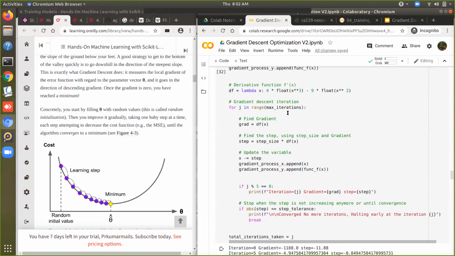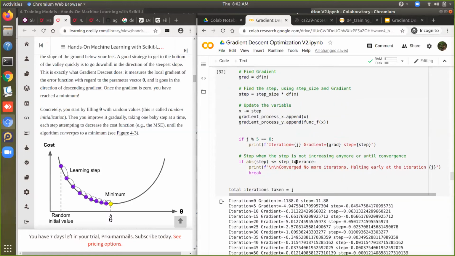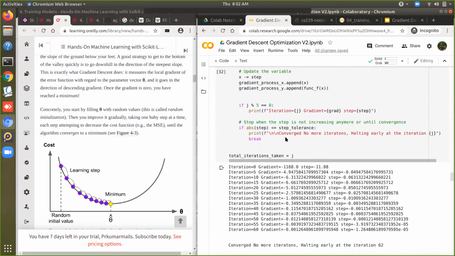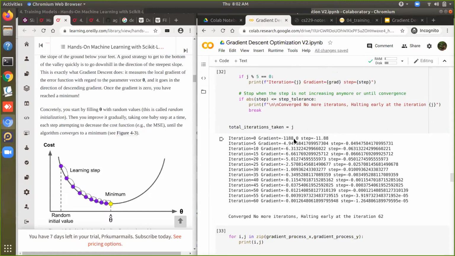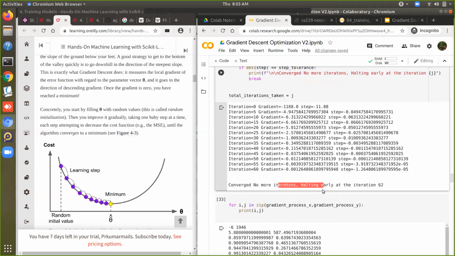So for some n number of iterations, we are finding the gradient, finding the step, updating the parameters. Likewise, if you do, you can see that the gradient has started with 1188, then it has reduced to minus 4.94, and then minus 6.631. So it is jumping around, and then over a period of time it has grown to 0.349. Then at some point it does not converge, so no more iterations, and it halted at the 62nd iteration.